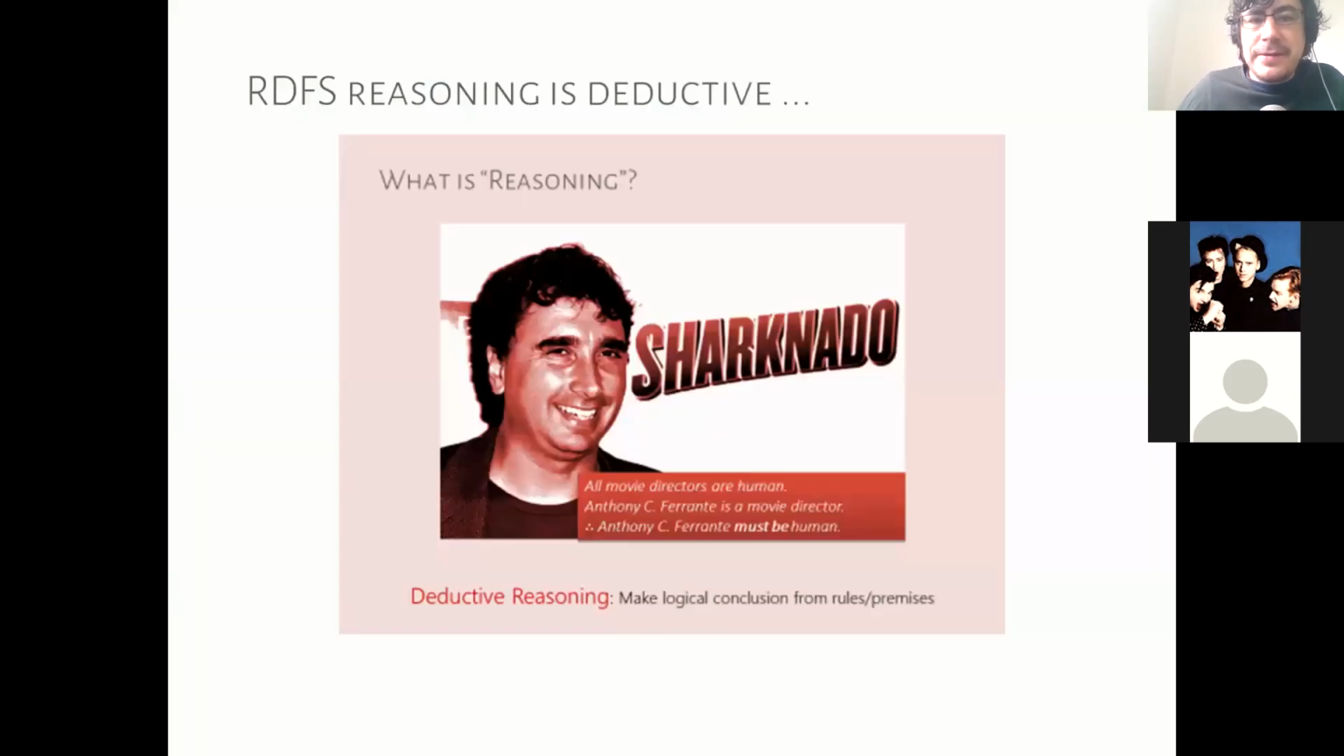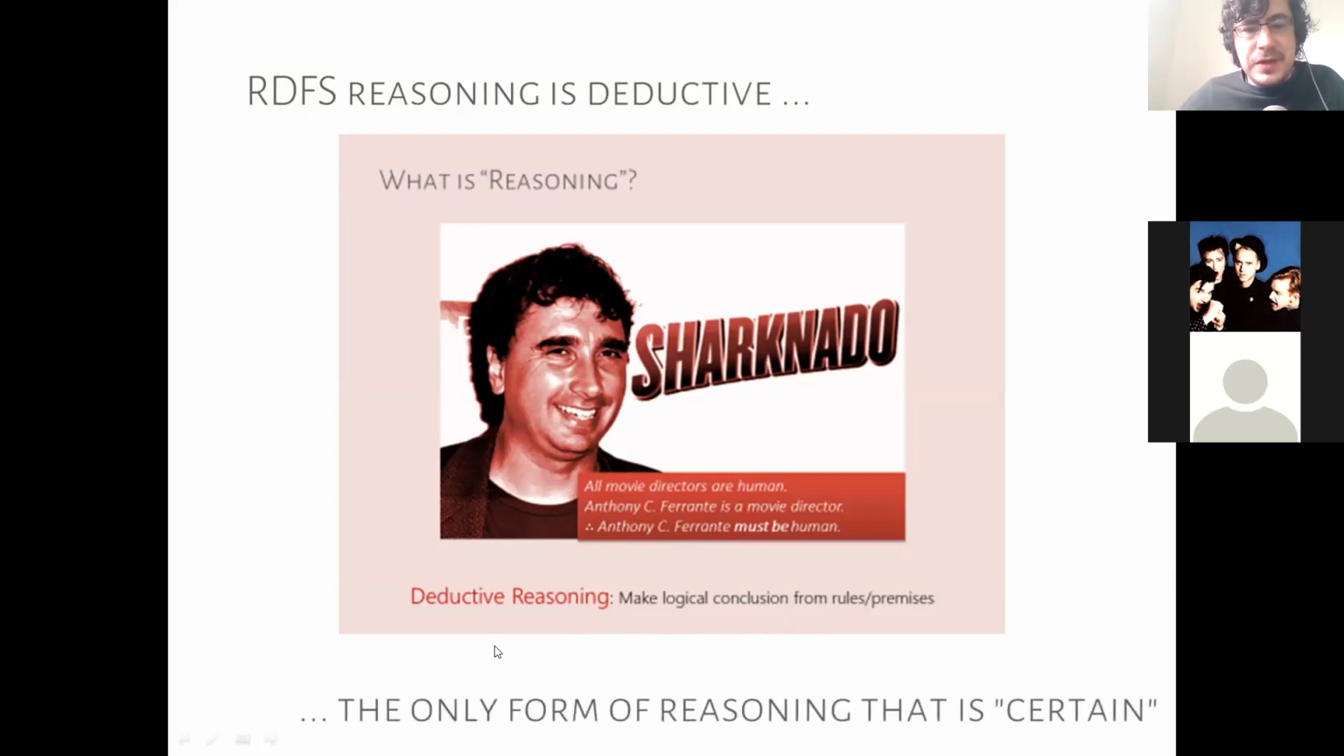But in the context of RDFS, what we're looking at is really deductive reasoning. We're speaking about deductive reasoning, which is making logical conclusions from rules and premises. So it's a precise type of reasoning, unlike what we have in, for example, machine learning oftentimes. So it's the only form of reasoning presented here that is certain. It's certain in the sense that if your premises are correct and your rules are correct, then the conclusions you make will be correct.